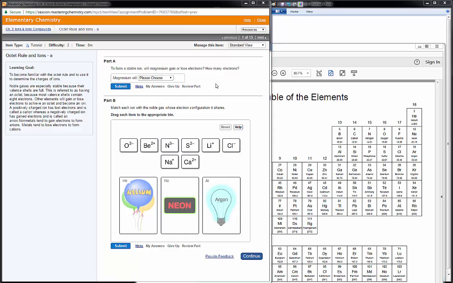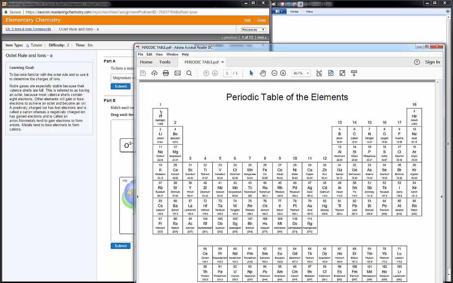In the first case, we're looking at magnesium. Magnesium is in group 2, and that tells us that it has 2 valence electrons. When we're forming ions, the goal is to have the same number of electrons as the closest noble gas. Here are the noble gases. Neon has 10 electrons, argon has 18. If magnesium could get either 10 or 18, then it will have the same electronic configuration and therefore the same electronic stability as either of these.